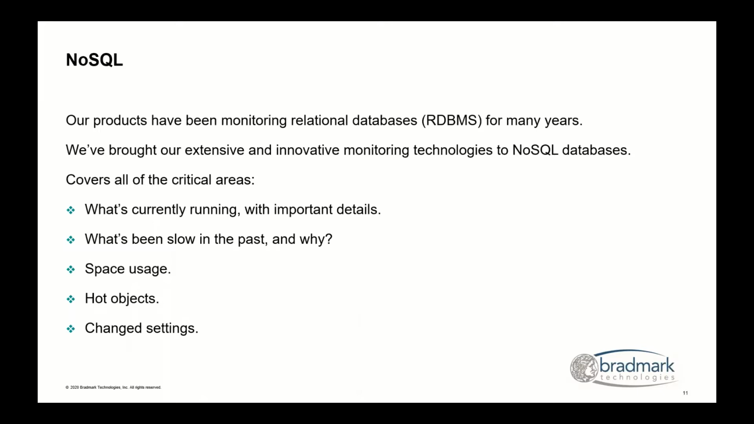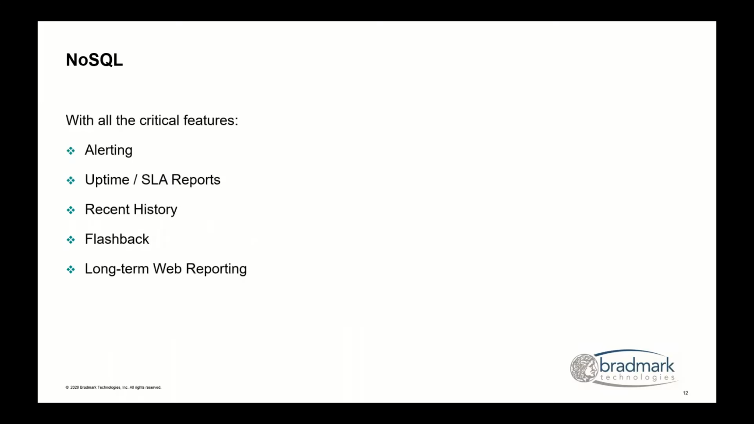This is a little bit of a rehash of what we did during our first webinar. But briefly, whatever is currently running, we definitely monitor what's out there, what's been slow in the past. Space usage, hot objects, changed settings, and those kinds of things are available for the NoSQL databases. We have all of our critical features that we brought over as well. Things like alerting, and uptime SLA reports, so you can see if you have, let's say, 100% or 99% uptime on a database or on a server. You can also see recent history, the flashback point in time in the UI, as well as the long-term web reporting as well.